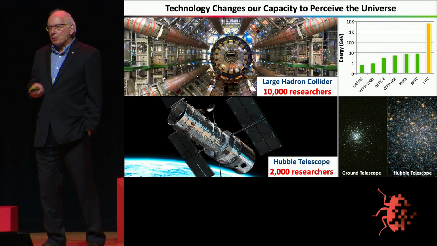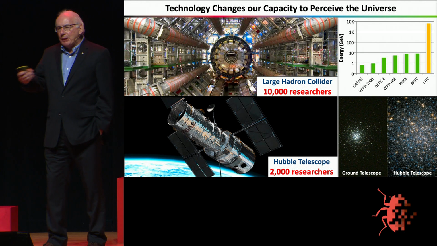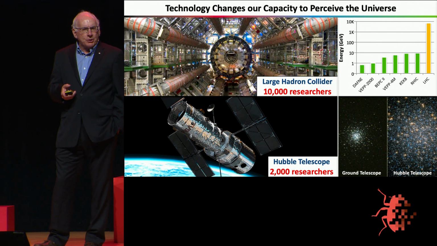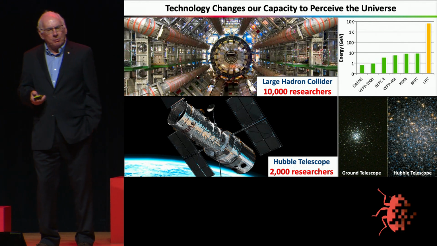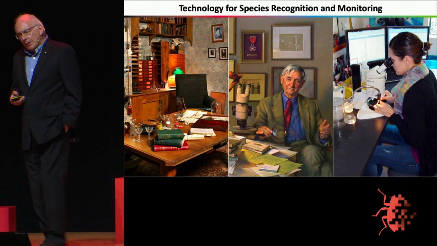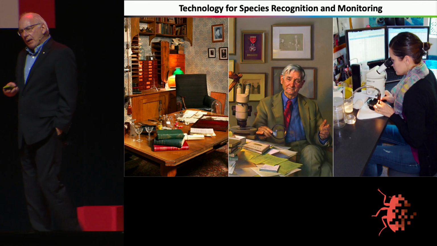And you don't do this by yourself. You do it in a big team. 10,000 researchers involved in the Large Hadron Collider. 2,000 in the Hubble telescope. This is what we need for biodiversity science.